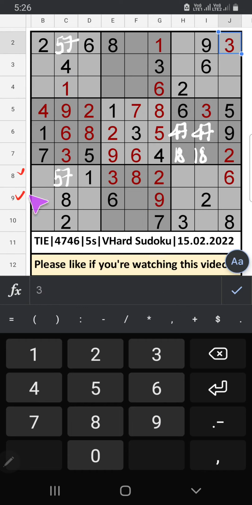Eighth row and ninth row we have 6, so 6 can't come in these cells. Column D also we have 6, so 6 can't come in this cell, the 6 is confirmed here.